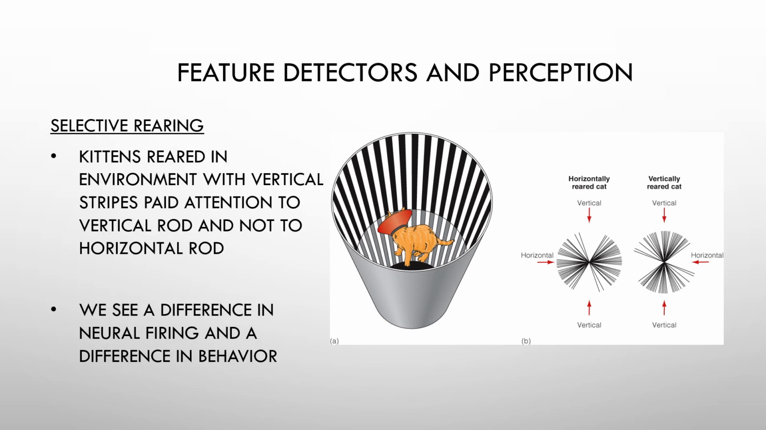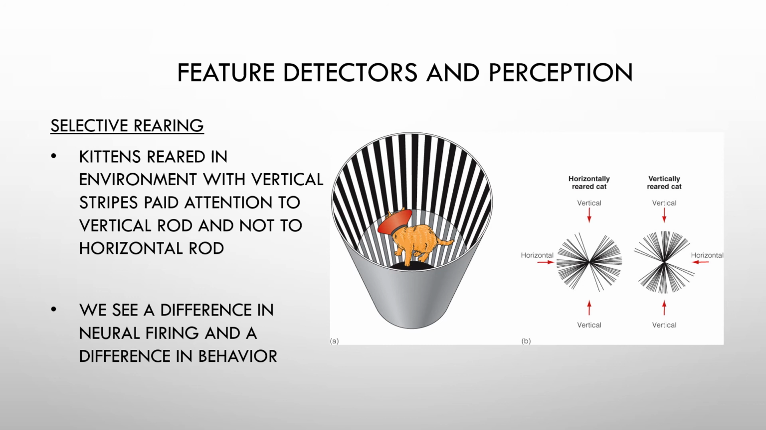What you can see to the right in the B part of the picture is a horizontally reared cat. The cats had those cones on their heads, and they could be raised in a vertical world or a horizontal world. Because of the cone, they really couldn't turn their head and get different views of these bars. So in this example they're mostly experiencing vertical, but maybe a teeny bit off as they move their head a little bit.